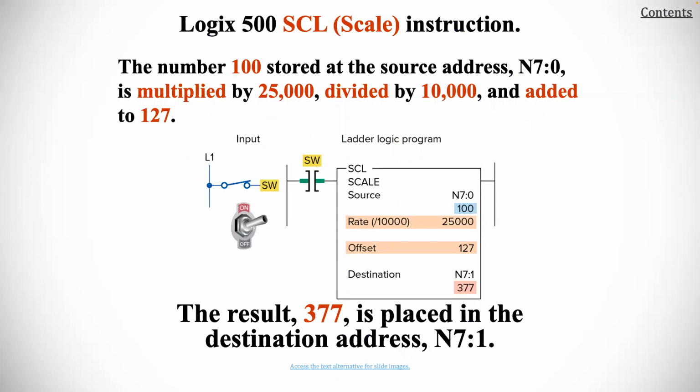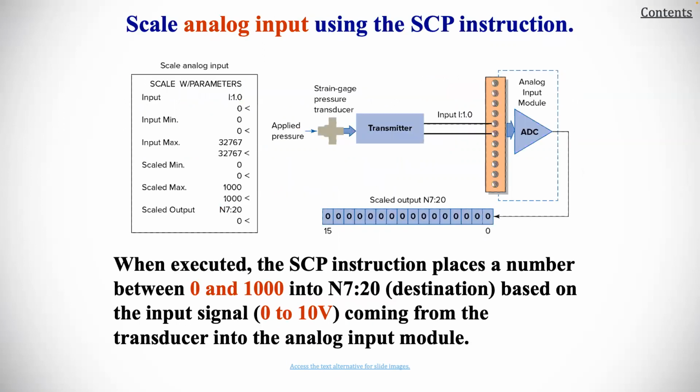For the Logix 500 SCL instruction, here's just an example of what you can be doing. The value 100 stored at the source address is multiplied by 25,000, divided by 10,000, and added to 127. The result is 377. This just gives you an example of the kind of things you can be doing. So if you want to do scaling, this is an example of how it would look.